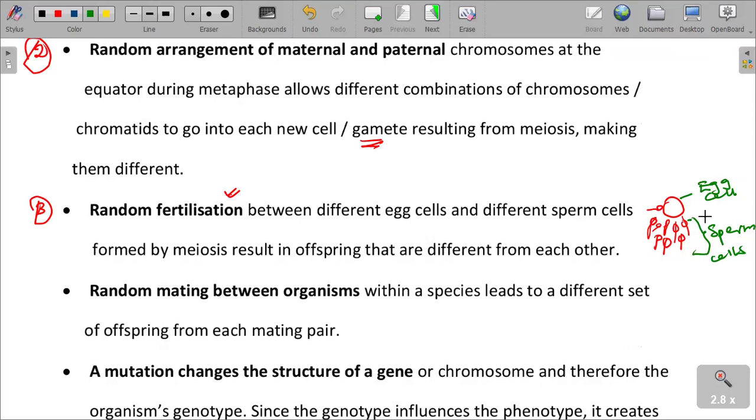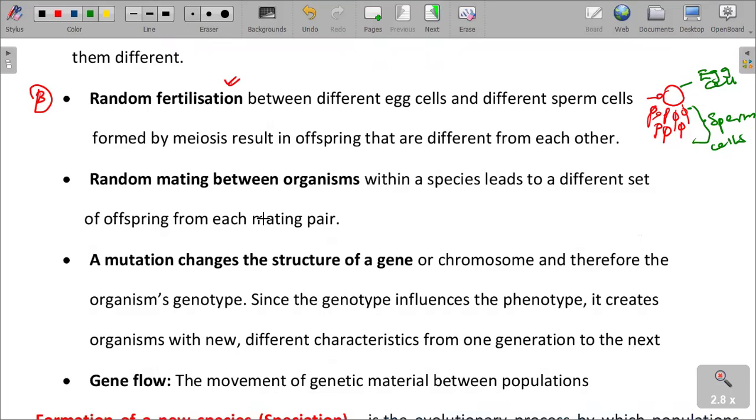Therefore, we also have different offspring that can be formed from the organisms or from the reproduction processes that we are talking about. We also have to understand that we have number four, which is random mating between organisms within a species, which leads to a different set of offspring from each mating pair.